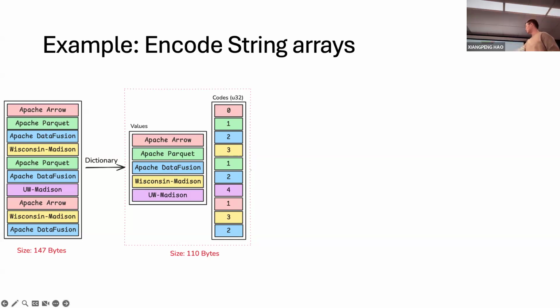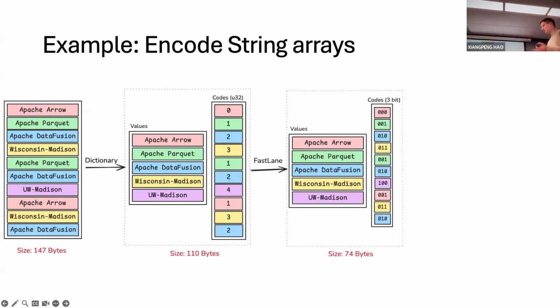Why do we need to use like 32 bits to represent the codes, right? So we run a FastLanes encoding. Basically, it's an integer bit packing algorithm which can do a massive amount of SIMD instructions. So we run FastLanes there and compress those unsigned integers into just 3 bits, because 3 bits is enough to represent 5 values. And then how can we do even better, right?